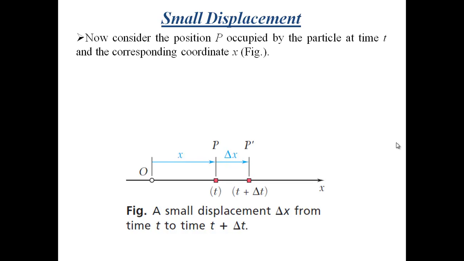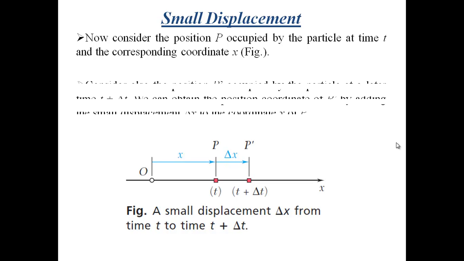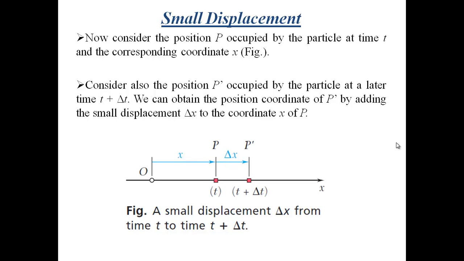Next is small displacement. What is small displacement? See the figure: a small displacement del x from time t to time t plus del t. Consider the position P occupied by the particle at time t, with corresponding coordinate x, as we have already seen. Next, consider also the position P dash occupied by the particle at a later time, with a small variation in time, that is t plus del t. Del t is a small variation in time. We can obtain the position coordinate of P dash by adding the small displacement del x to the coordinate of P.